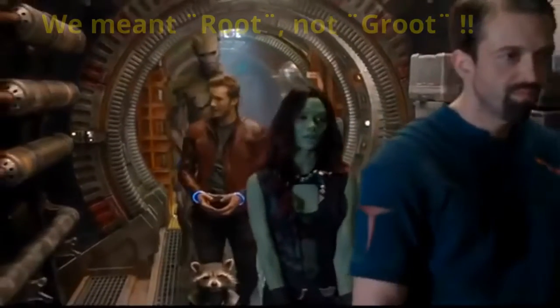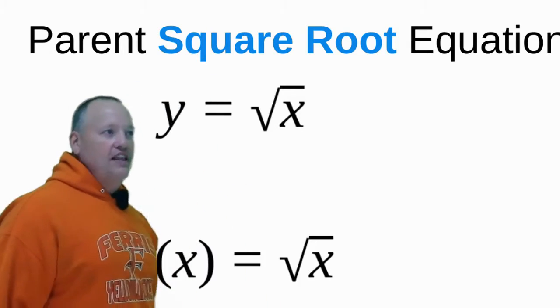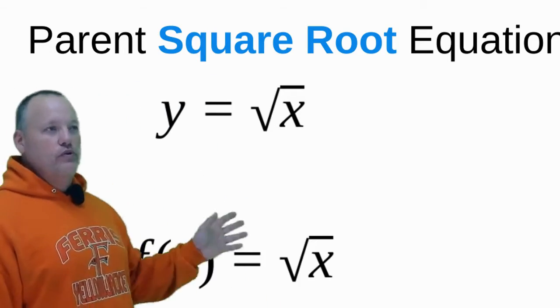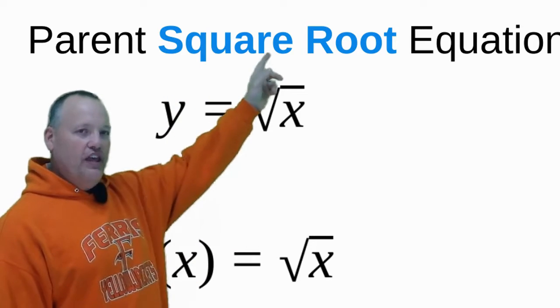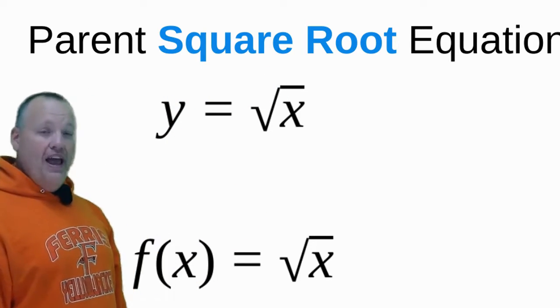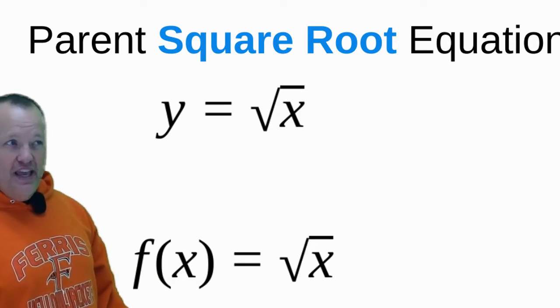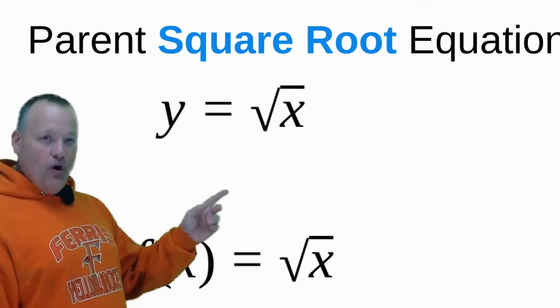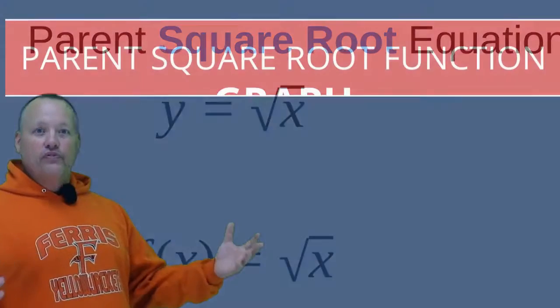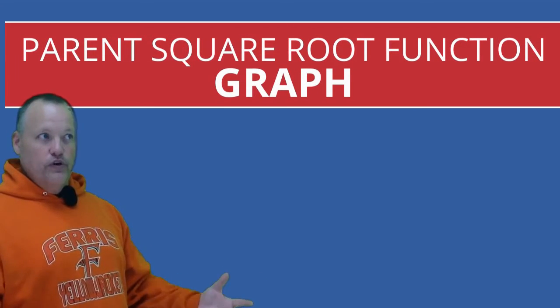Yeah, you said that. And so when you take a look at that equation, the parent square root equation is like this: y equals that little check mark thing. We call that a radical. So y equals radical x is what we say, or f of x equals the square root of x. That little check mark is called the radical symbol. That's what tells you it's a square root.